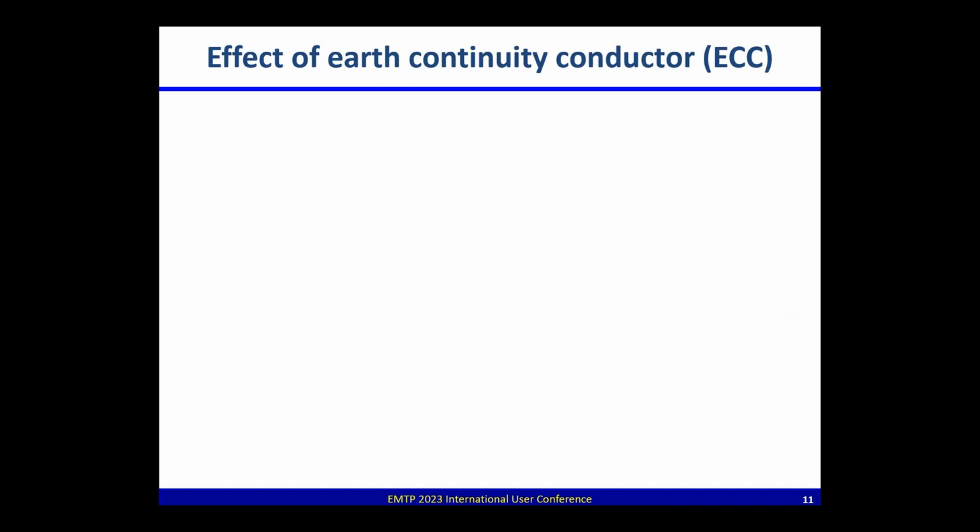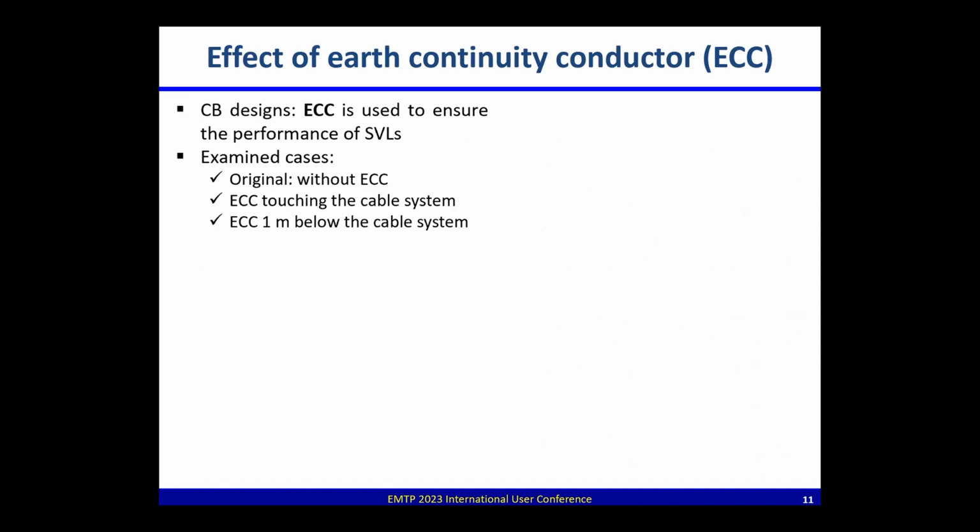Next, we wanted to investigate the earth continuity conductor, ECC. It is a conductor that is used mostly with the single point bonding case and the cross bonding case. With the solid bonding case, it is actually an additional conductor which helps to reduce the resistance. And it is used for the cross bonding and the single bonding case in order to protect the SVLs. So we have compared 3 cases. The first case is that we neglect the ECC from our analysis.